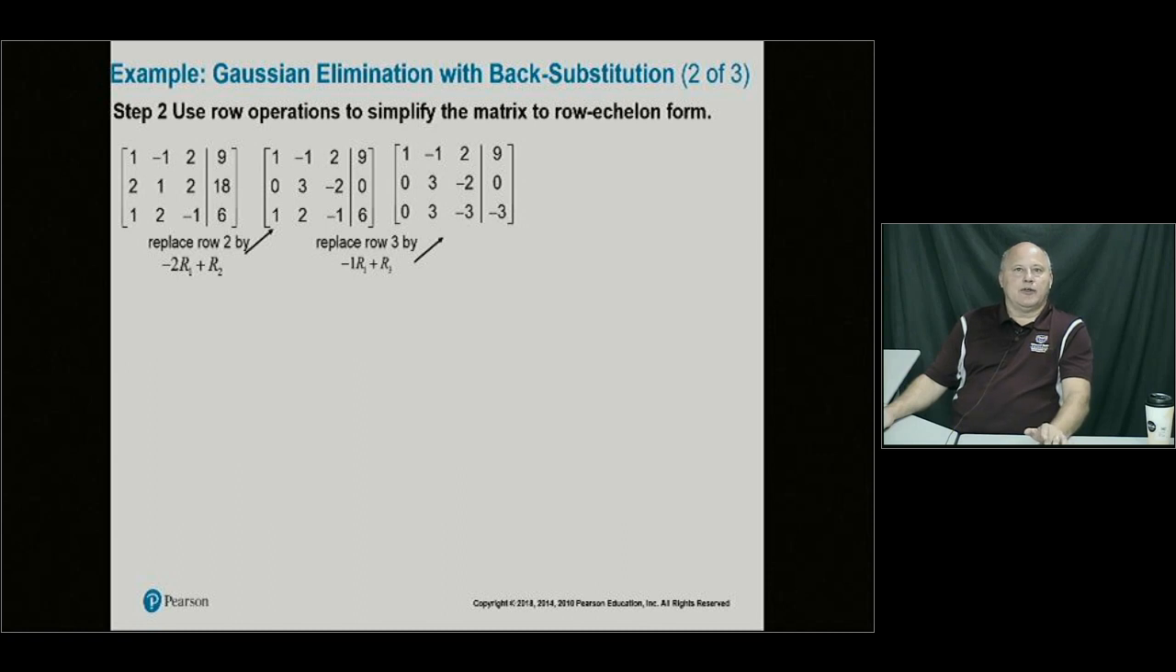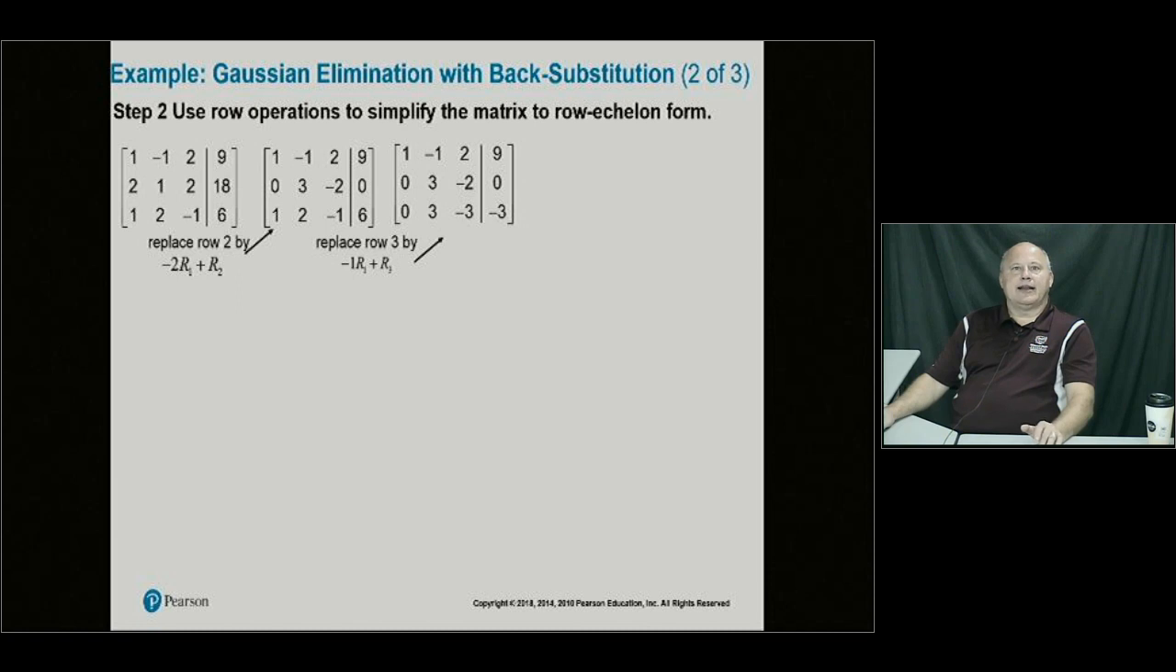Now, do you see the 1 below that one? I want to get rid of that 1 and make it a 0 as well, and that's what we're going to do here. We replace row 3 by negative 1 times row 1, and then add that to row 3. Negative 1 times 1 is negative 1, add it to the 1 in the third row, and you get the 0 that you're desiring. Then negative 1 times negative 1 in the first row is 1. Add that to the element below it, in the third row, and that's 3. And then negative 1 times 2 is negative 2. Add that to negative 1, and you get negative 3.